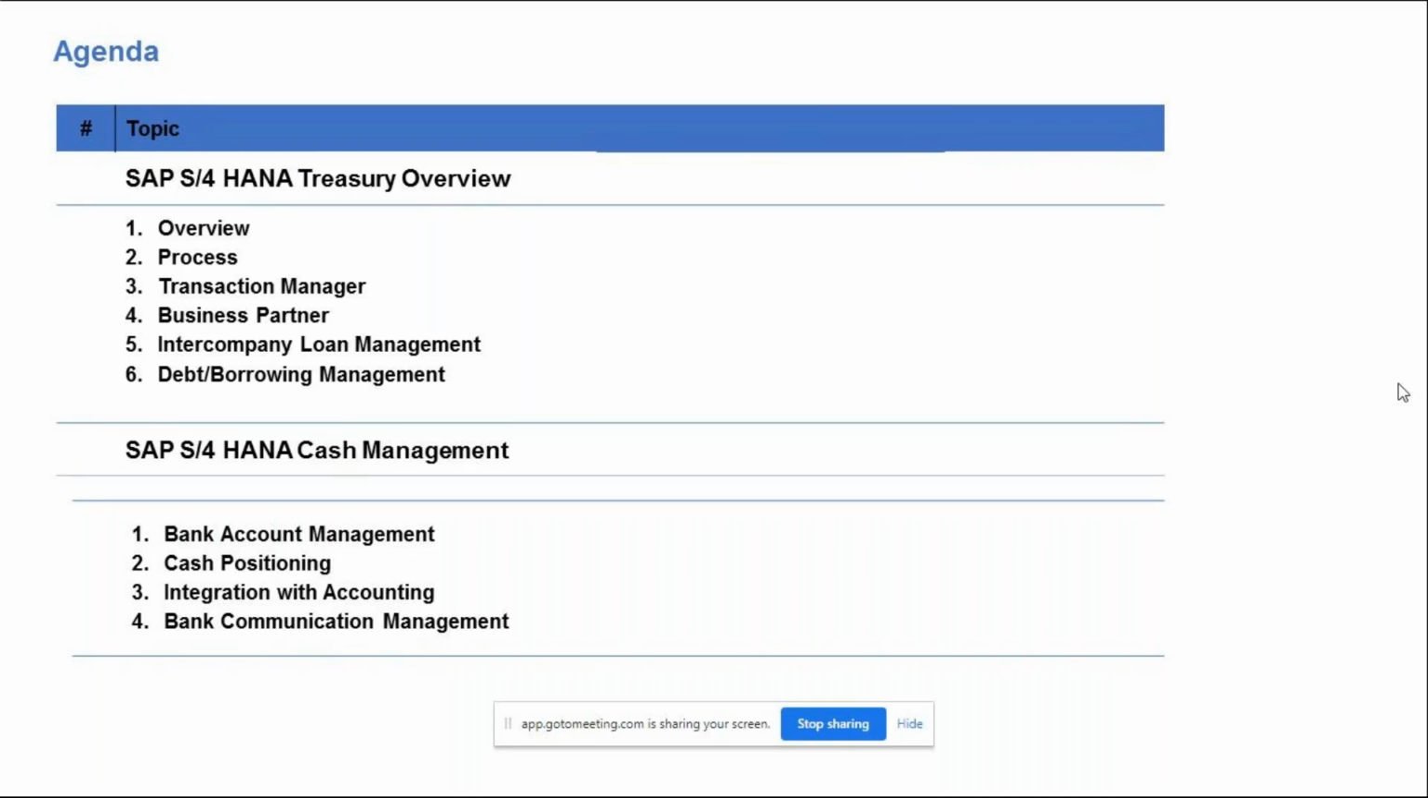Along with treasury, we will be covering S4HANA New Cash Management. That's an integral part of treasury right now. In every implementation you go, cash management is done. Even if treasury is not implemented, cash management still goes on with AP, AR and other modules. So let me quickly start.